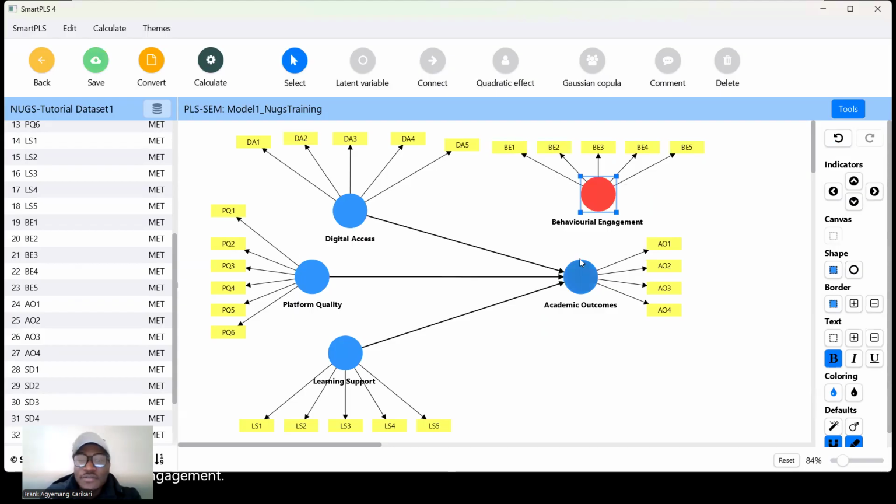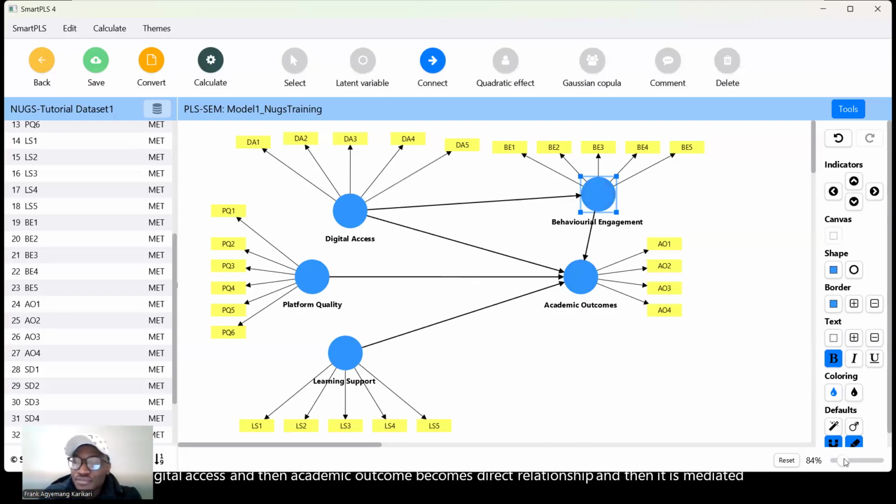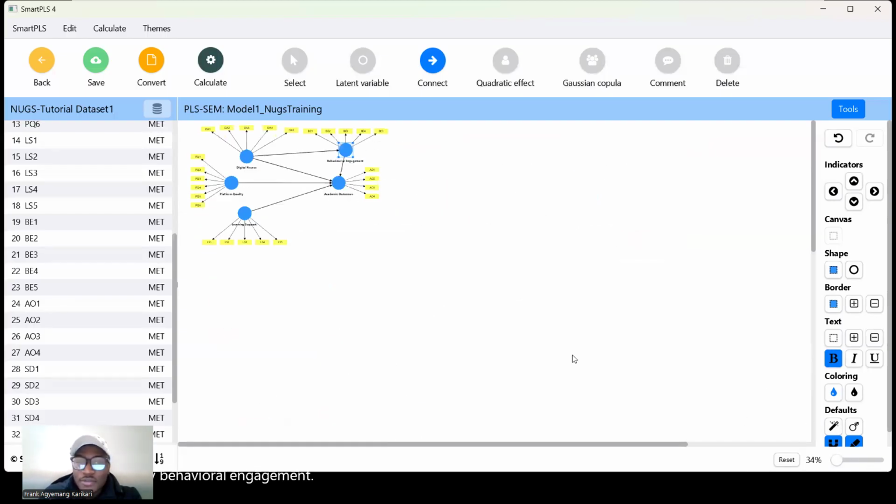Now, if this is mediating, it means that we have to reconnect our relationship lines. So you select connect, and move this one to this. And then this will also come here. In that case, digital access and academic outcome become a direct relationship, and then it is mediated by behavioral engagement.